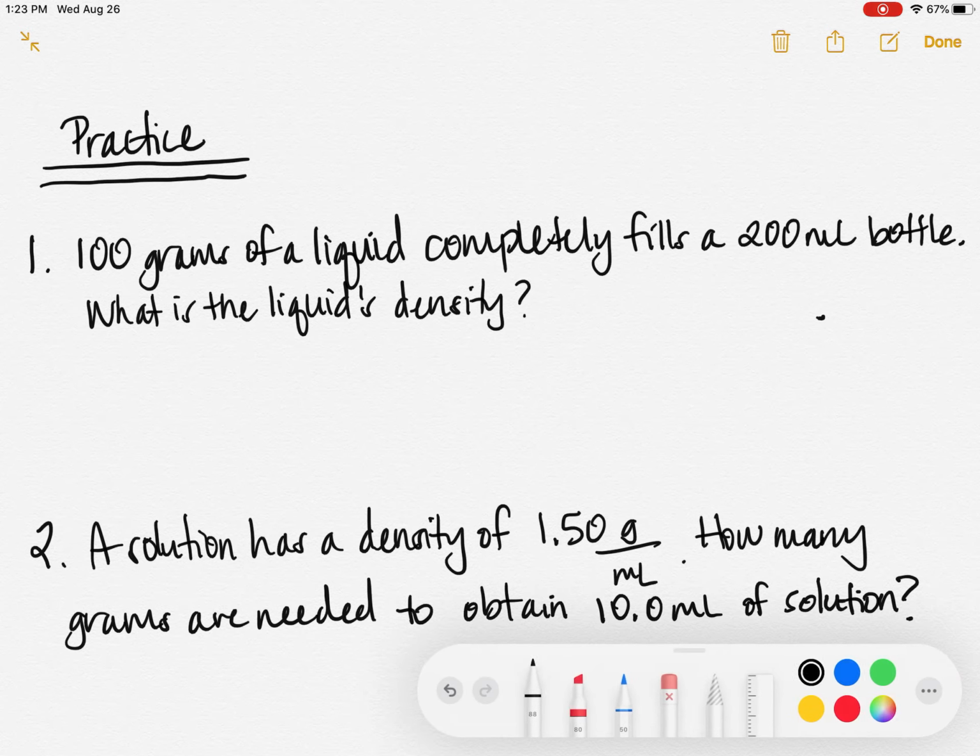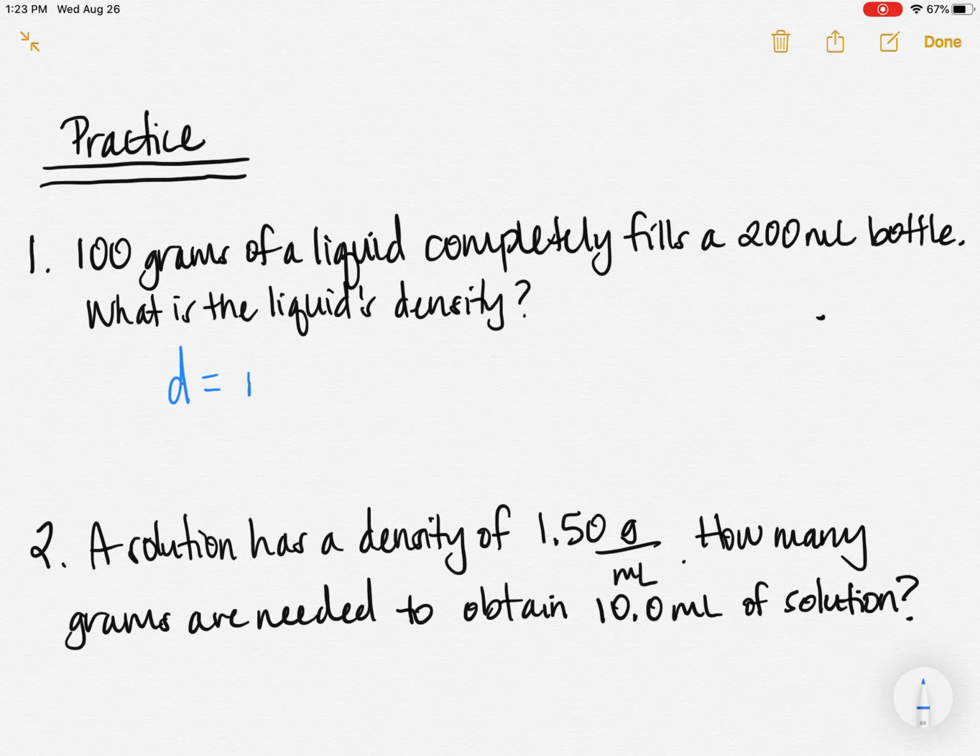Okay, so let's do some practice, and let's keep sig figs in mind just to make this a little bit more difficult of a lesson, and of course to keep track of our units. So, number one, 100 grams of a liquid completely fills a 200 milliliter bottle. What's the liquid's density? So I'm looking for density. I need to know mass, and I need to know volume. Well, my 100 grams is my mass. My volume is 200 milliliters.